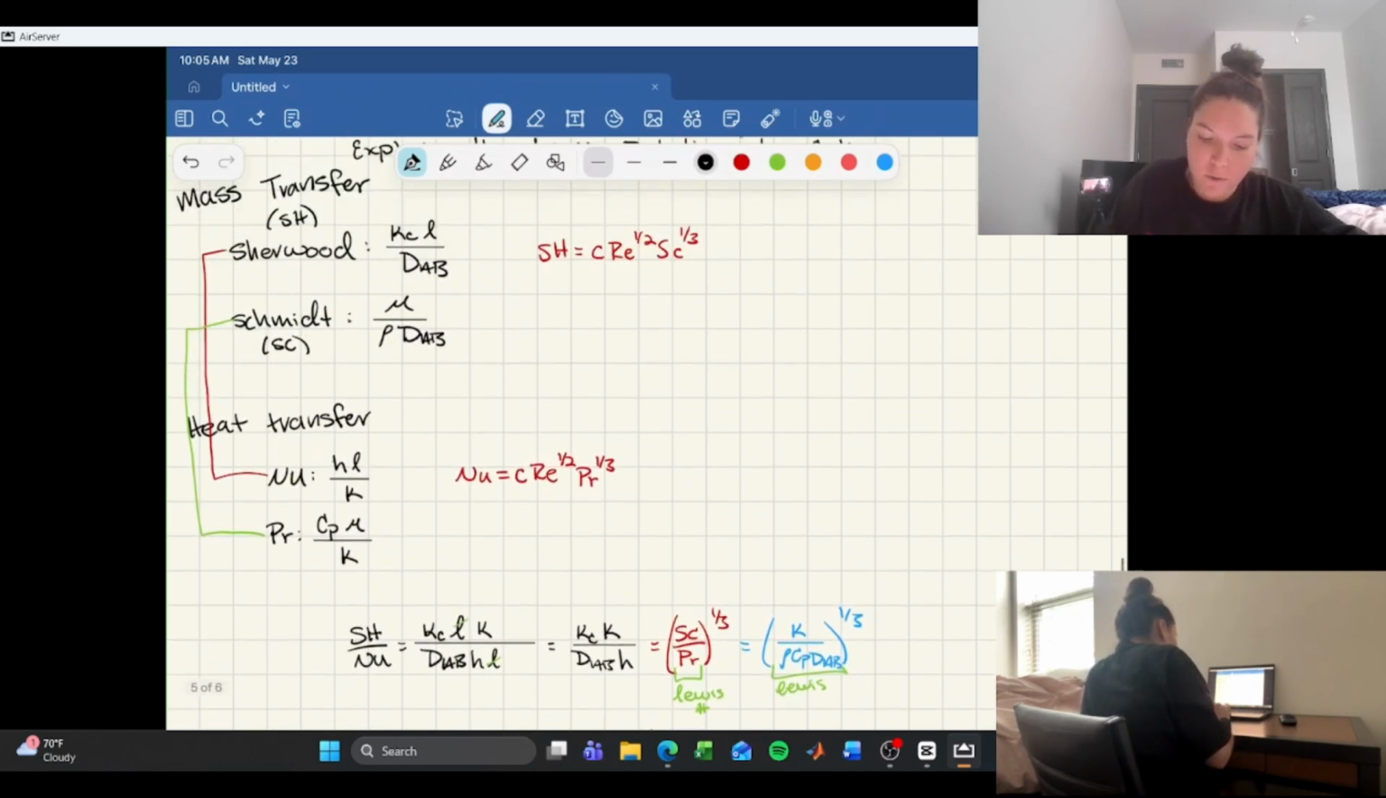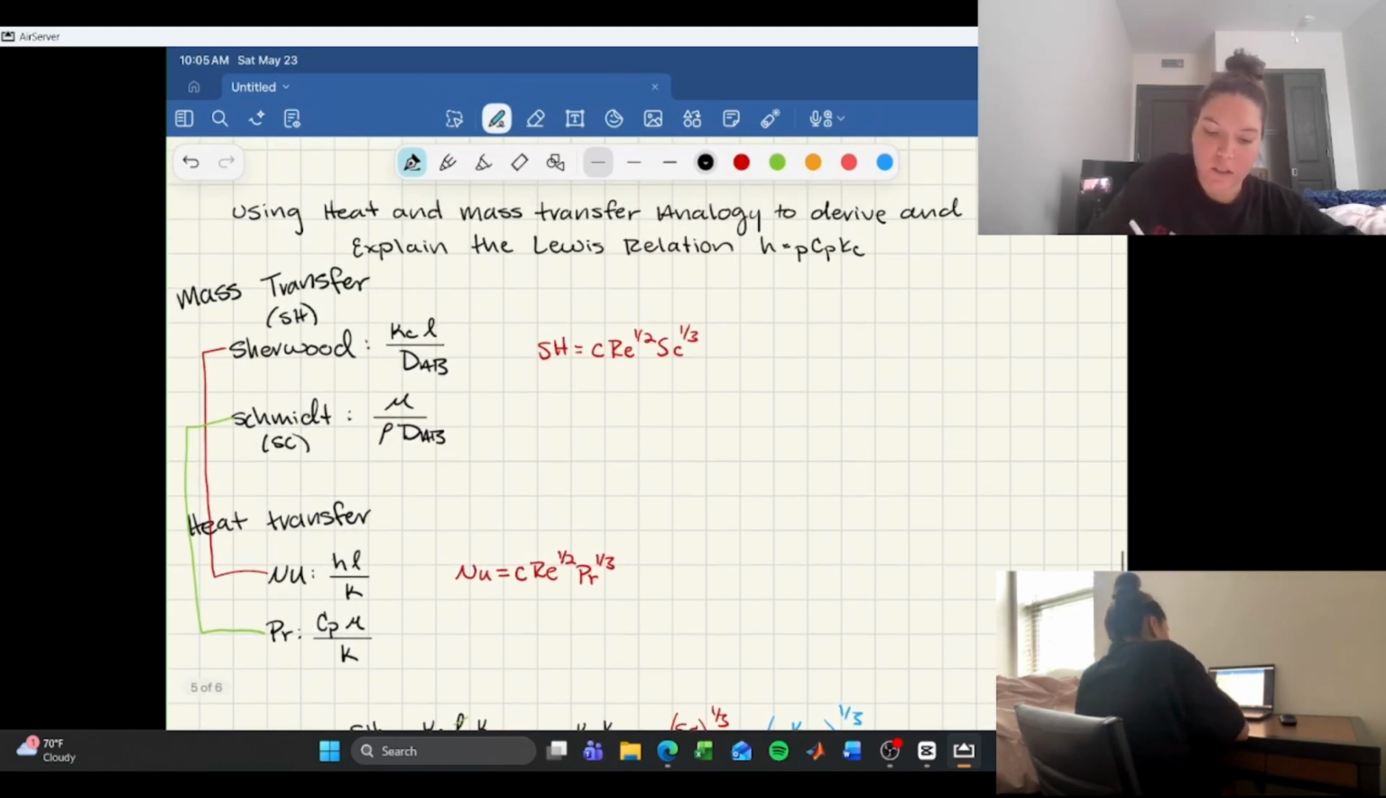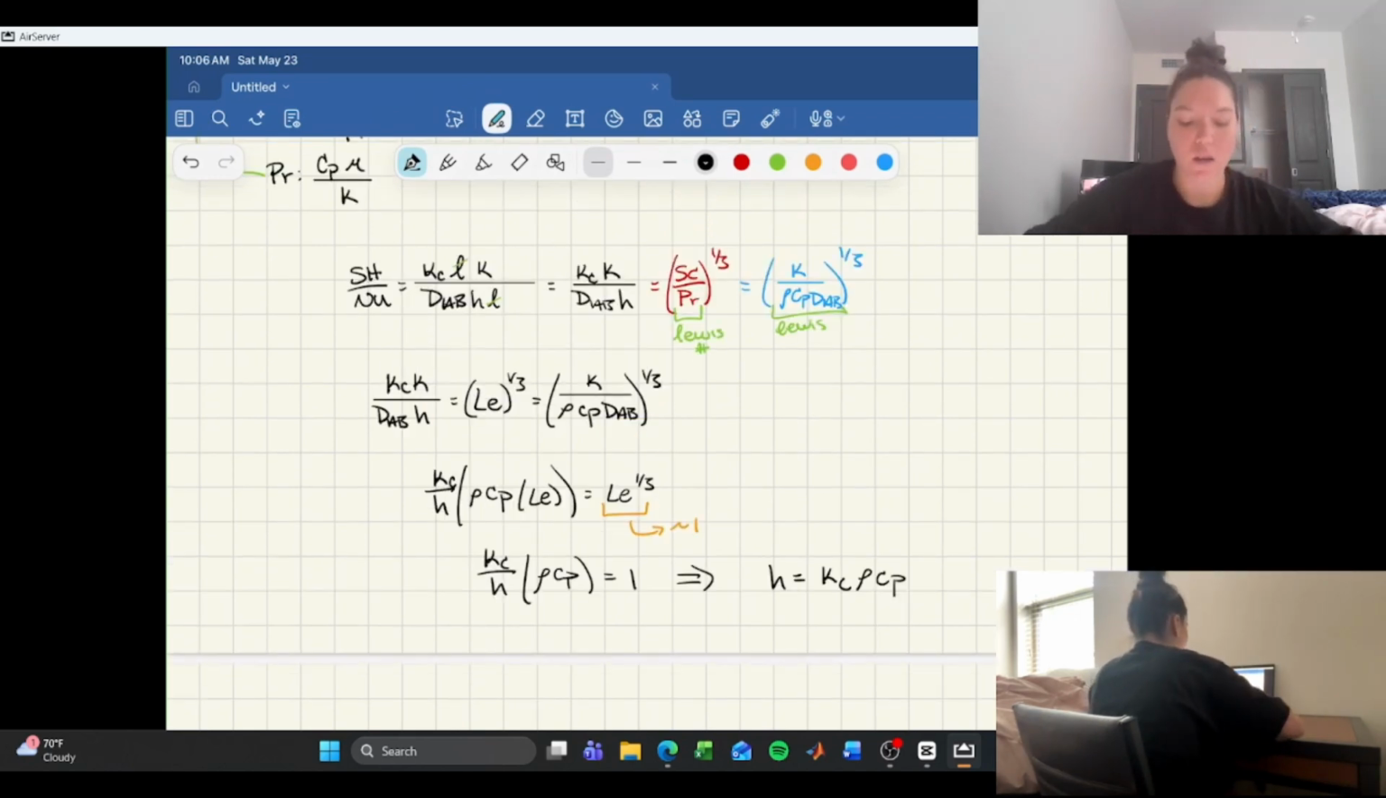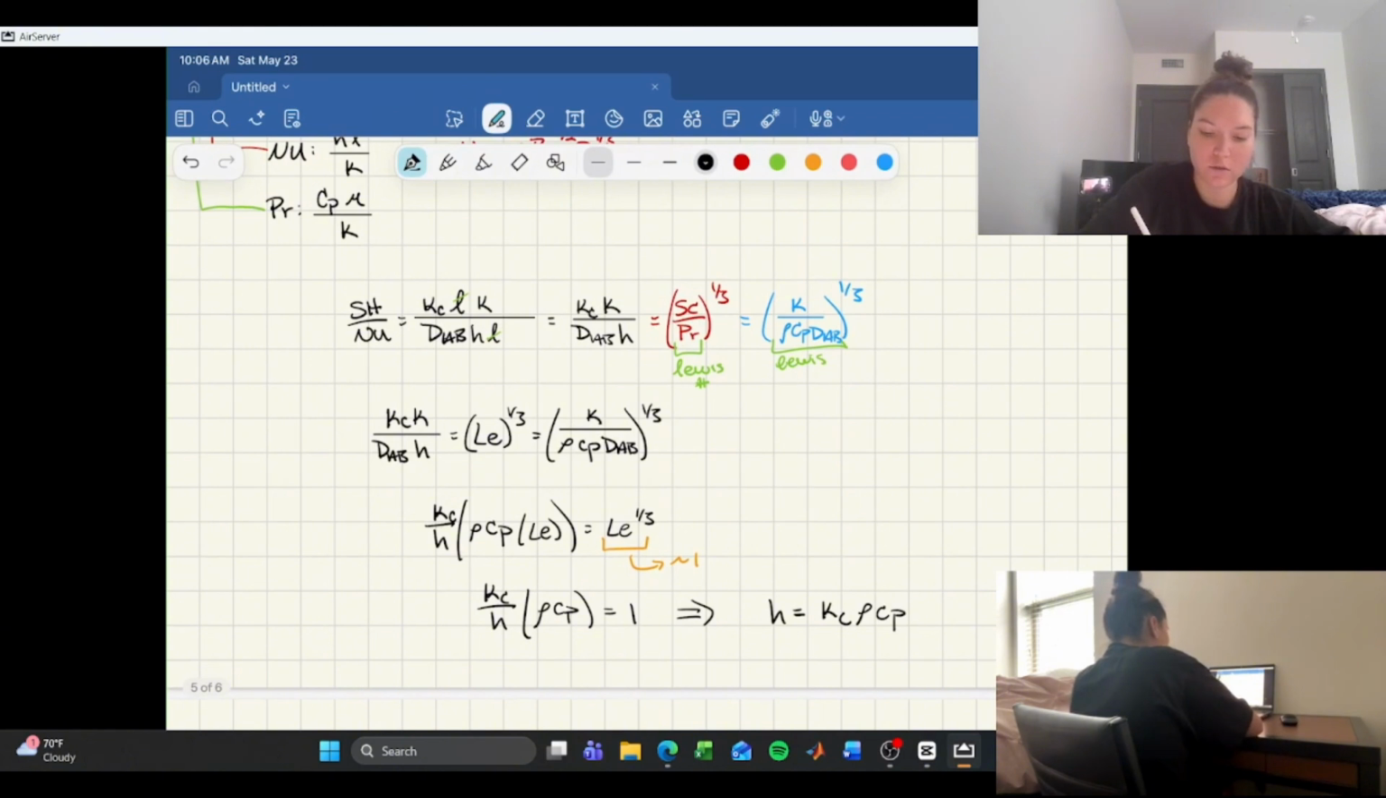From the beginning of the video, we want the relationship in terms of heat capacity. So we multiply by the heat capacity, and the heat transfer coefficient over the mass transfer coefficient is equal to density times heat capacity. This relationship can be used when we have problems involving both heat and mass transfer.